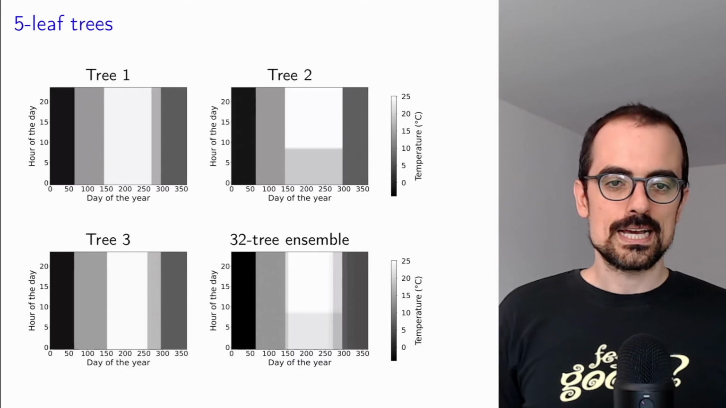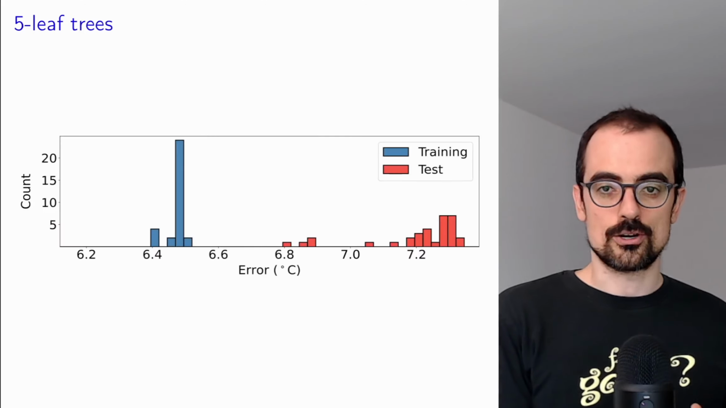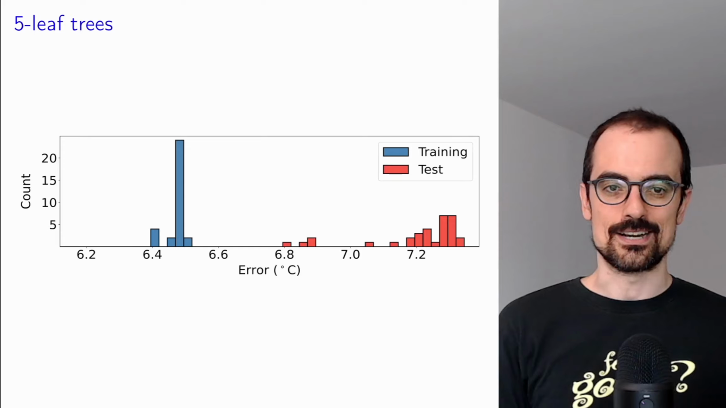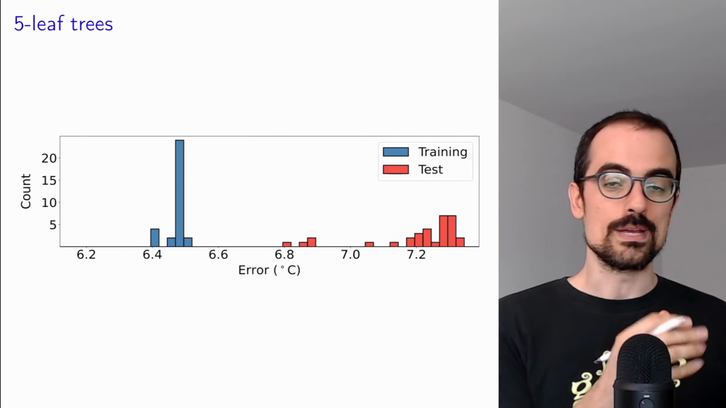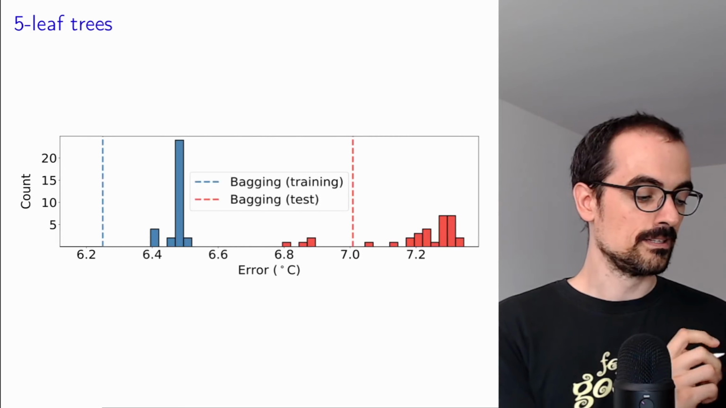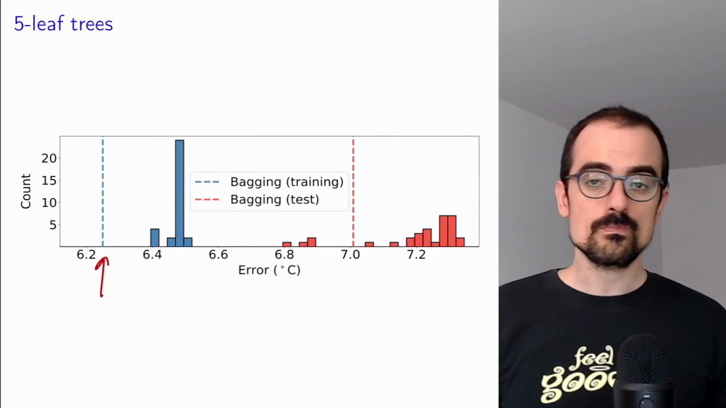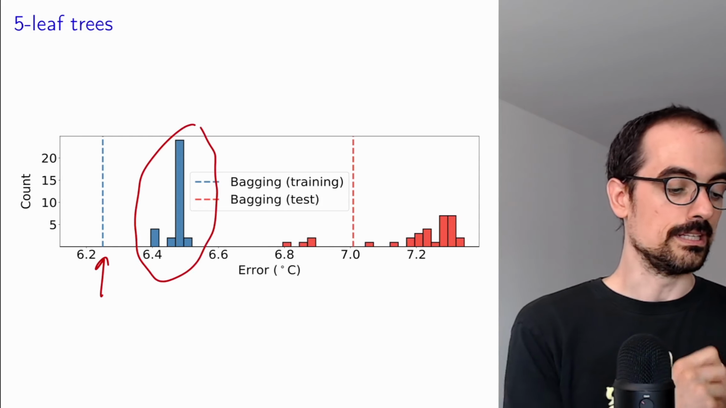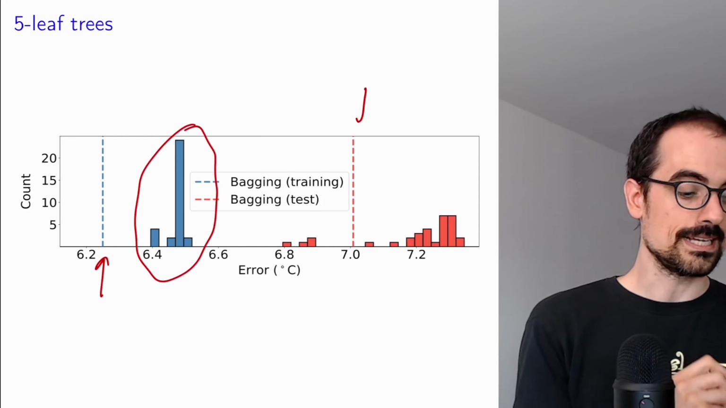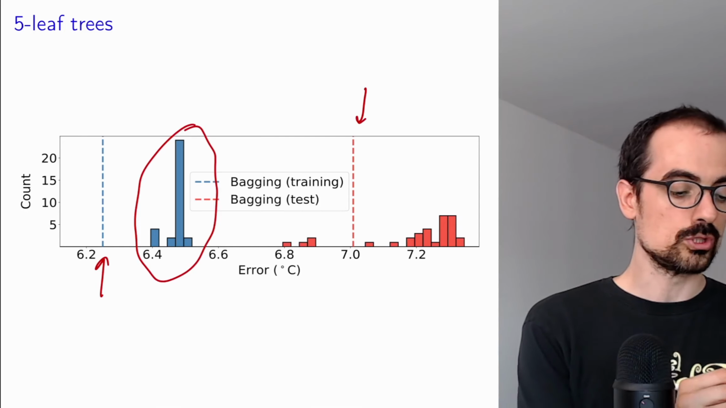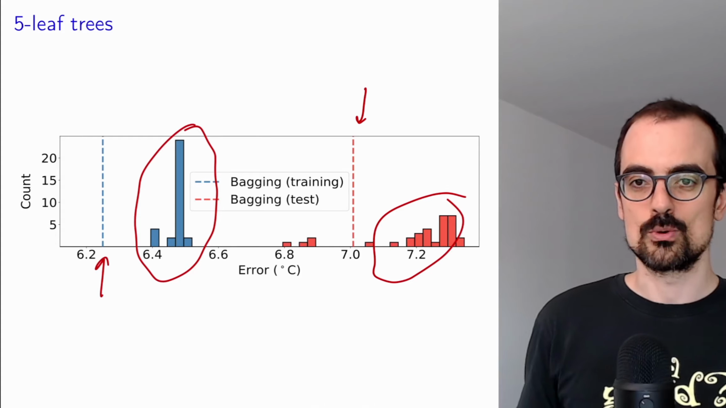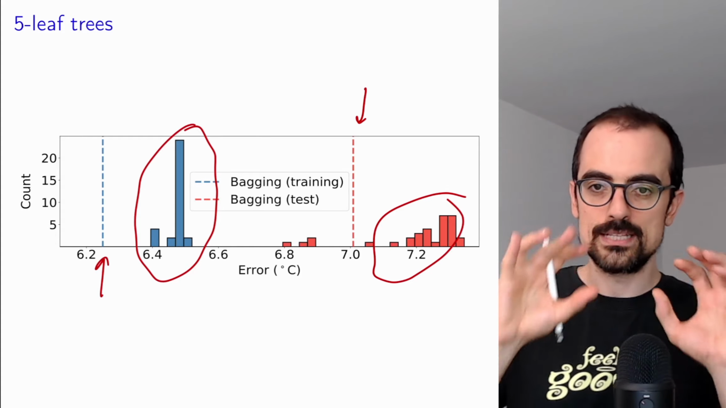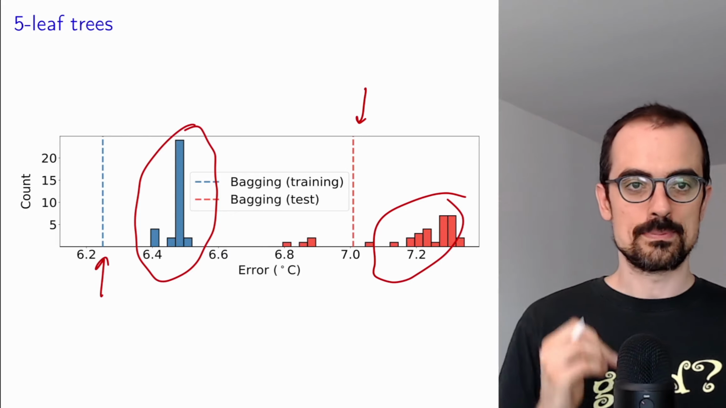This is what the trees look like. The individual trees and the estimator. These are their training and test errors. We observe that when we average, the training error of the bagging estimator is better than the training error of the individual trees, and its test error is also better than most of the individual trees. So we have improved both the training and test error by aggregating these trees trained on the different bootstrap datasets.